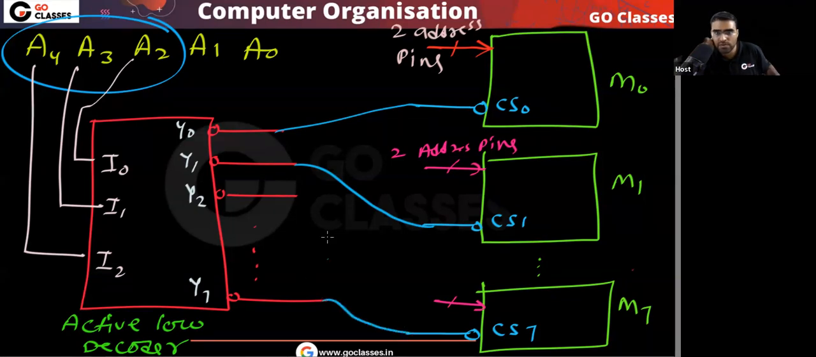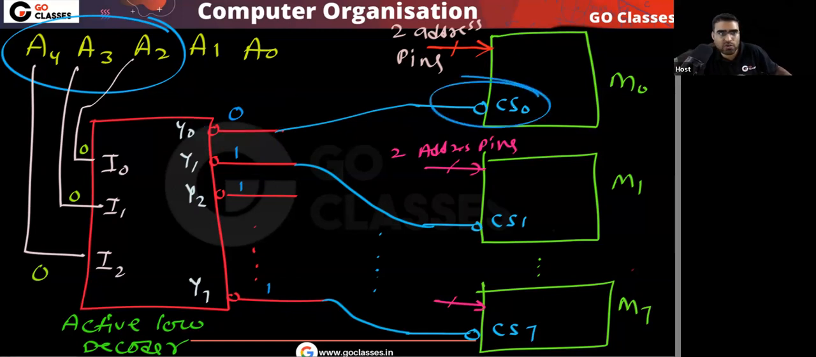Quite simple. Now you just tell me, quickly. Remember, the chip select pins are active low. So if I apply on these three MSB bits of the address, if they are 000, now what will happen? This is active low decoder, you already know. So this output will be 0, all others will be 1.